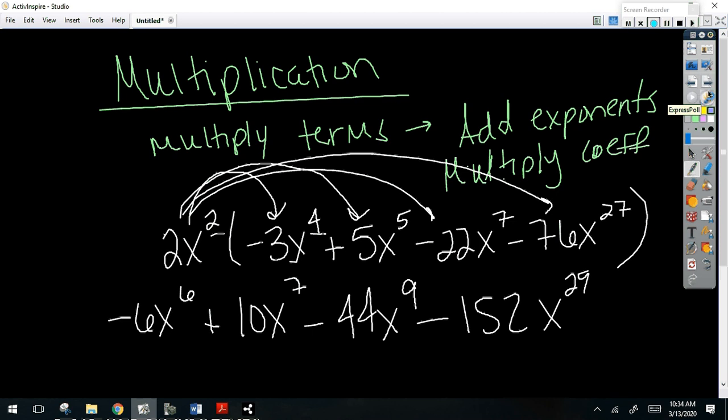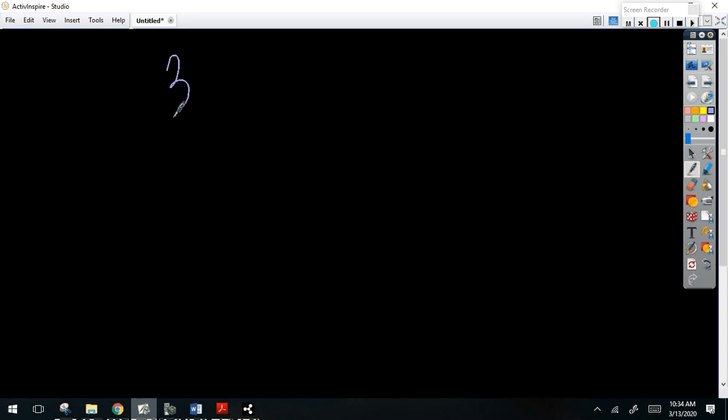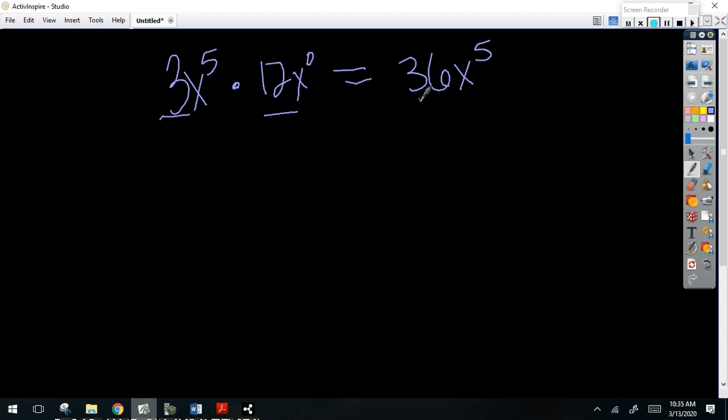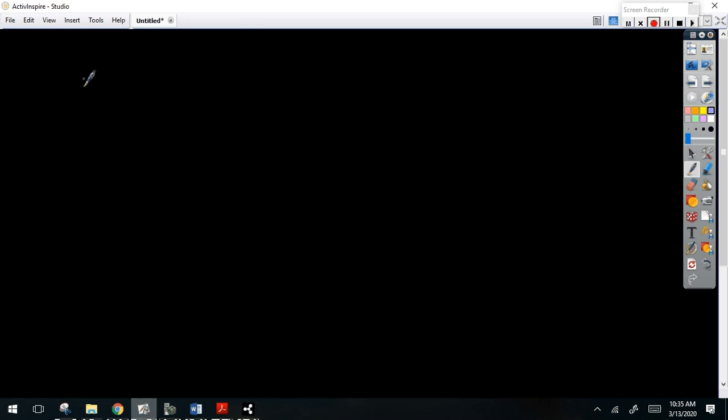What if we would have written a constant in there, but you can't multiply a constant by x? You can. 3x times 12. Because really, this is like x to the 0, so you'd multiply the coefficients and you'd add the exponents. All right, let's do a good multiply and I'll be done.